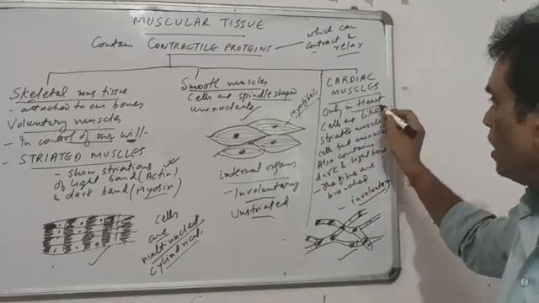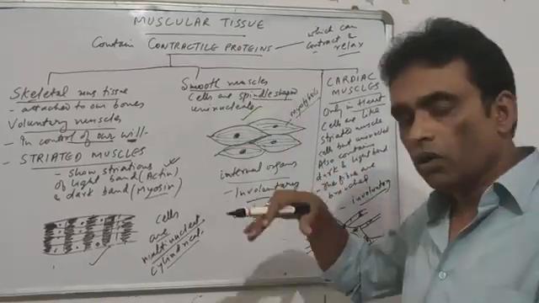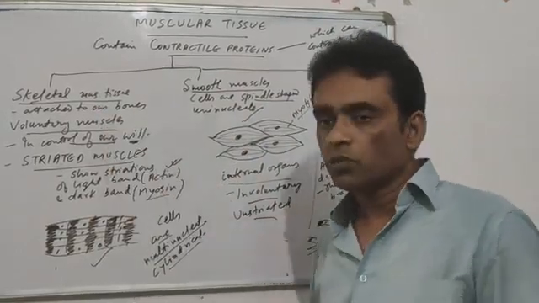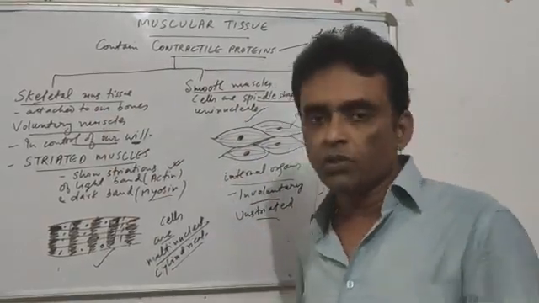Cardiac muscle is found only in the heart. Smooth muscle is found in all internal organs except the heart, and skeletal muscular tissue is present always connected to your bones.